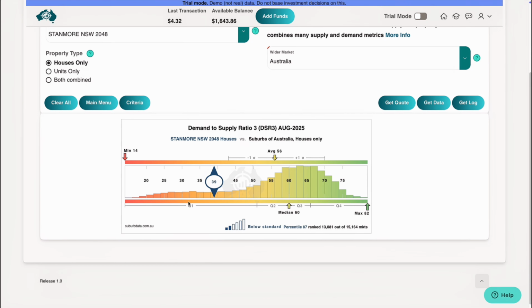The first quartile, Q1, had demand to supply ratios ranging from 14 to about 51. The second quartile contained the next 25% of the Australian property market. They had DSRs ranging from 51 to 60. The third quartile had DSRs from 60 to 66, and the fourth quartile had DSRs from 66 to 82, which was the maximum DSR for this month.